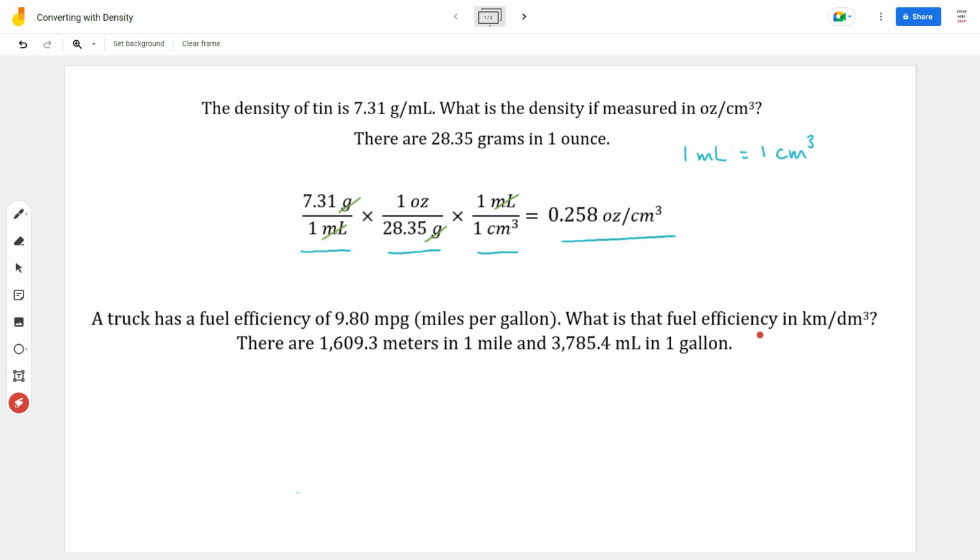So what we're going to have to do is convert miles to kilometers. So we're going from imperial to metric. And then we're going to have to convert gallons to decimeters cubed, which is also imperial to metric. Now, if you need help converting between metric and imperial or imperial to metric, I do have a video on that.